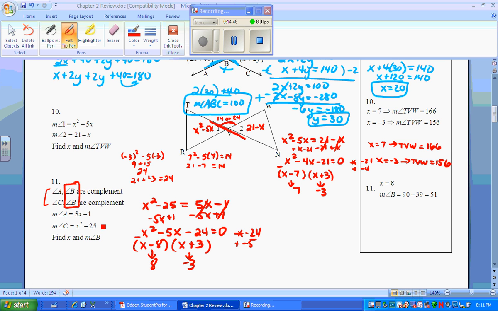Make sure they both work. Let's try negative 3. So let's do 5 times negative 3 minus 1. Well, that's a negative 15 minus 1. So that's negative 16. So negative 3 does not work. That means 8 has to work for x.